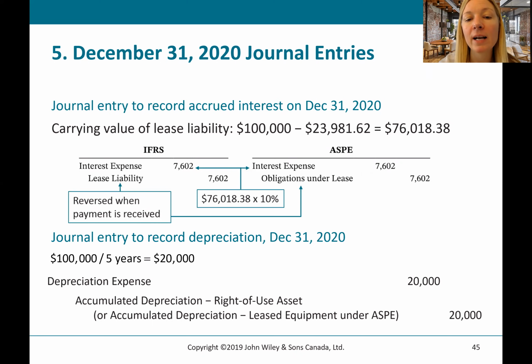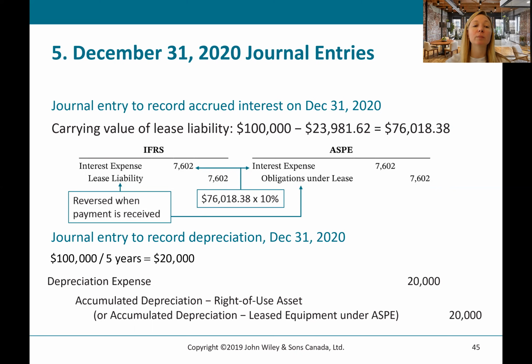Under ASPE, we're going to have obligations under capital lease. It's the same calculation. It's simply interest expense and obligations under capital lease. So that same interest amortization schedule will work with ASPE and IFRS. You just need to make sure you're using the right interest rate, whatever interest rate's applicable. If the incremental borrowing rate was lower, then we would need to use that rate.